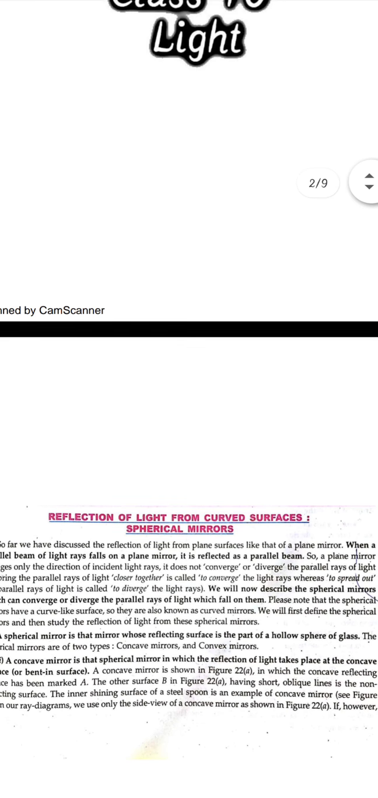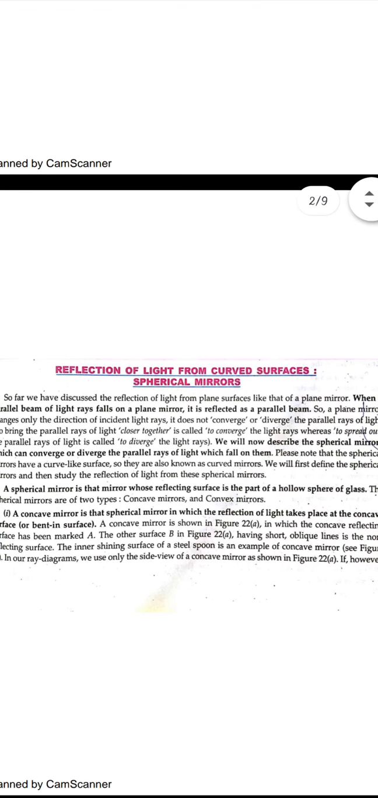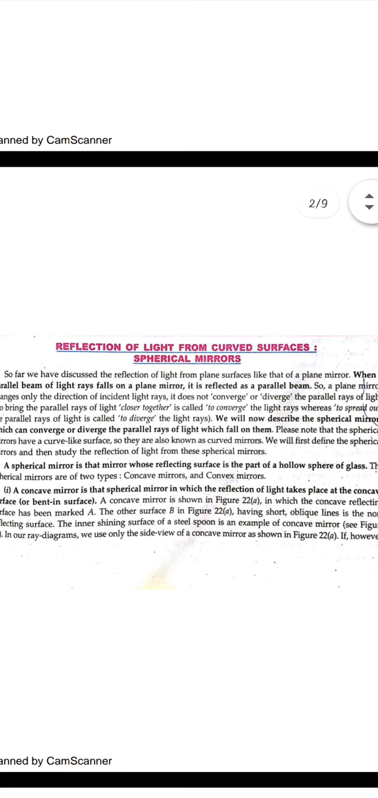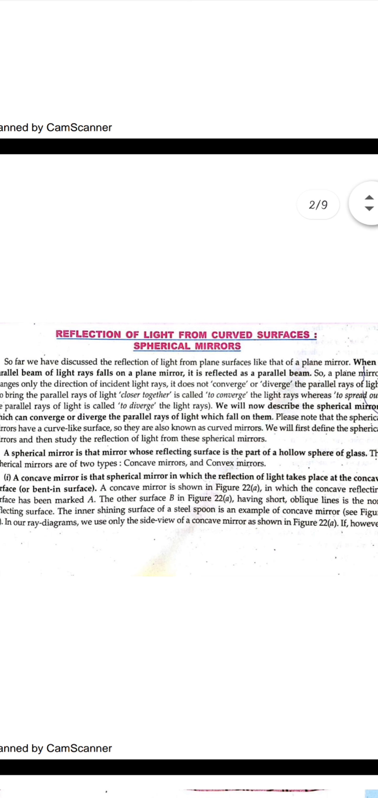Before going to the next topic, let's recall what we have learned, that is, what light is. Light is a form of energy which enables us to see objects. For a dark room, we have seen the example that whenever we switch on the light, or it is morning, then the light rays from the sun or from the tube light, when they fall on an object, we are able to see that object. Otherwise, we are not able to see it. So light is a form of energy that enables us to see objects.